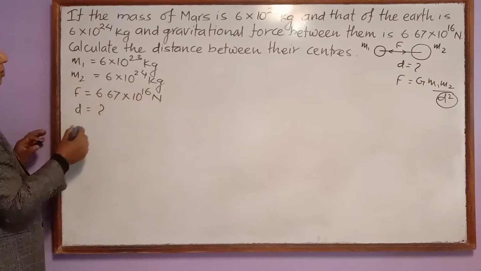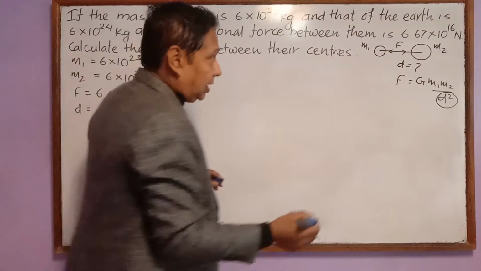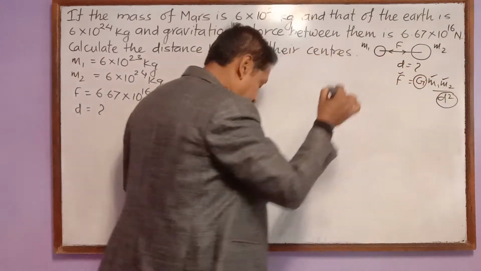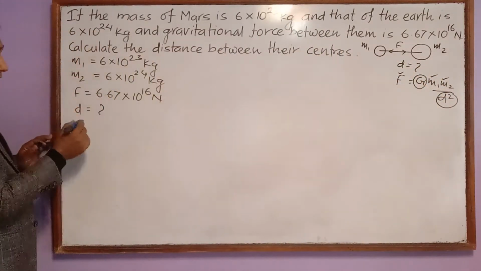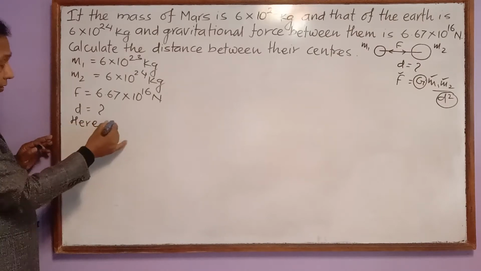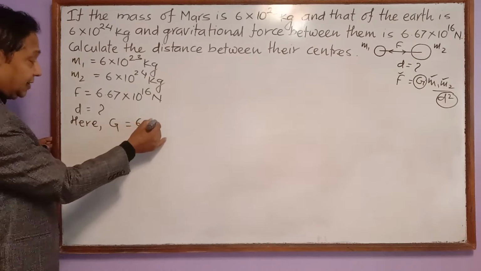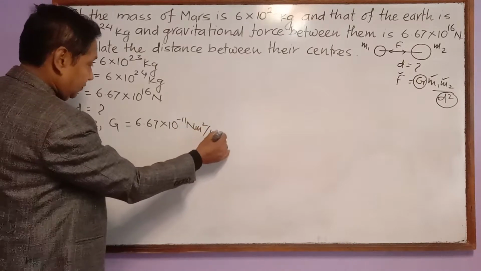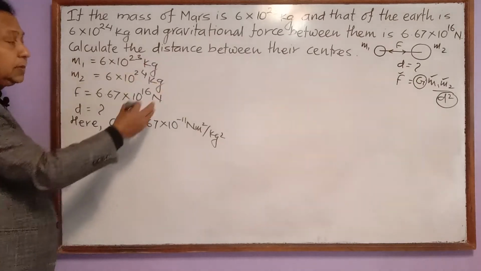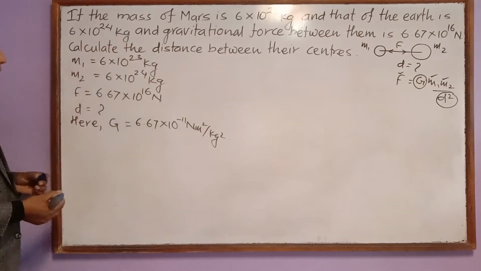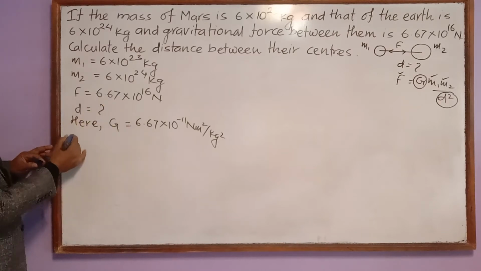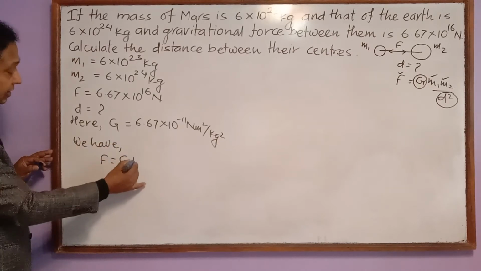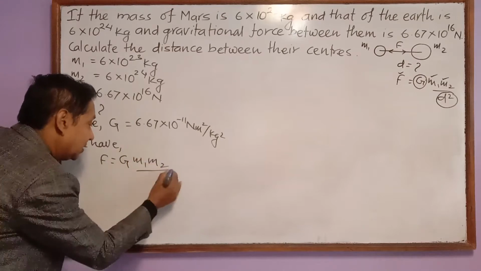Here, another point is also needed. Look at this. m1 is given, m2 is given, and force is given. We have to use this capital G also. Capital G is not given, that's why we can write here the value of G. We must remember 6.67 into 10 to the power minus 11 Newton meter square by kg square. This is at this time not given, somewhere it may be given in another numerical problem. Okay, now how to start? We can use the equation F equal to G m1 m2 by D square.